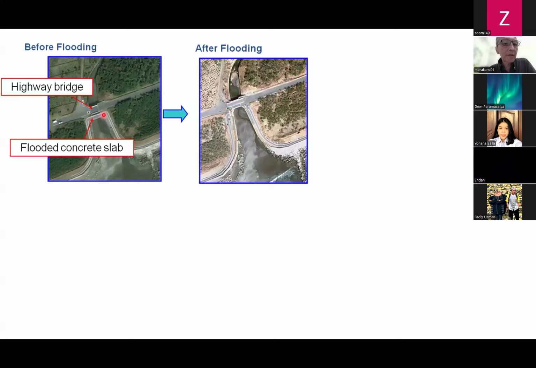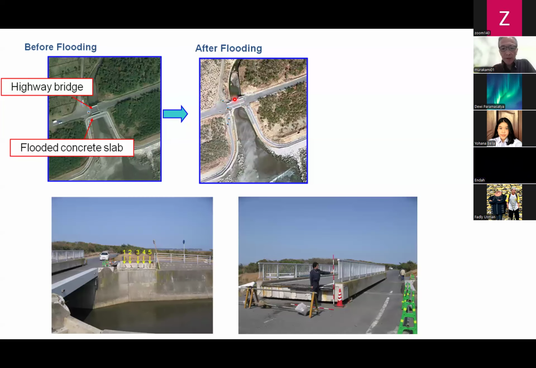You can see the small bridge here, but after flooding, this small bridge disappears in these photos and moved onto this other bridge, a highway bridge. Okay. This is the result after flooding. Here was a bridge, but this bridge was moved onto another highway bridge here. And this is a photo of the flooded bridge. Okay.